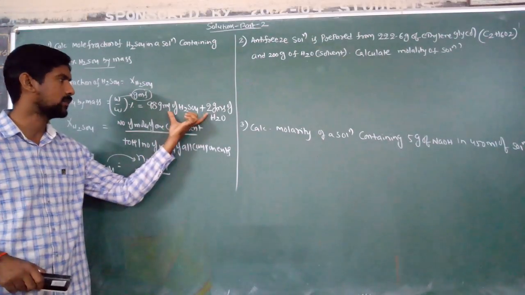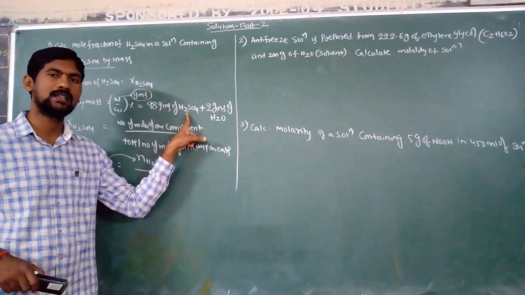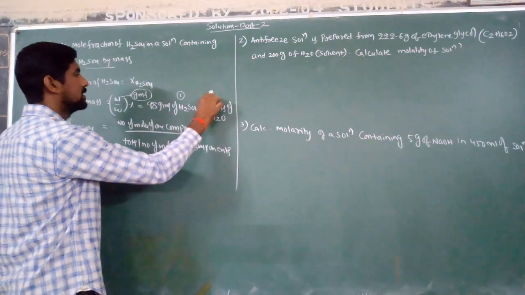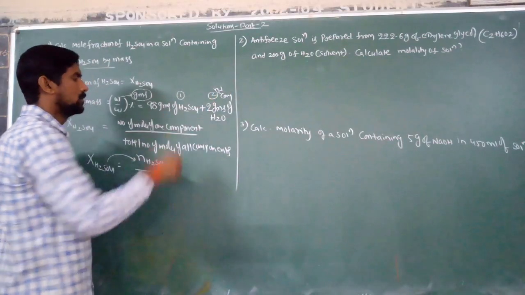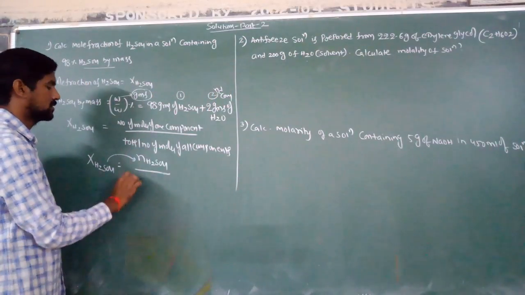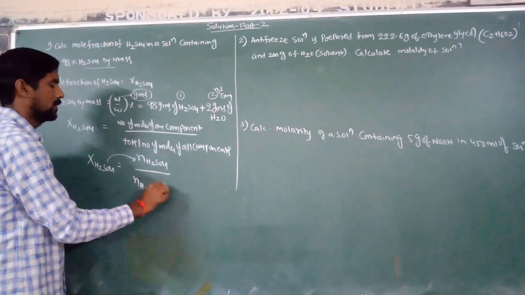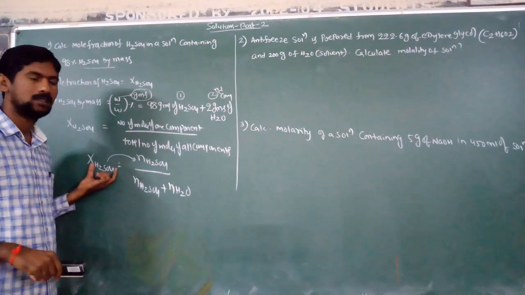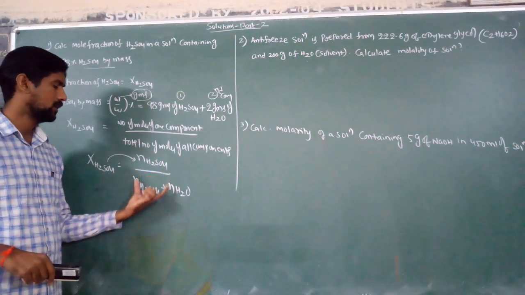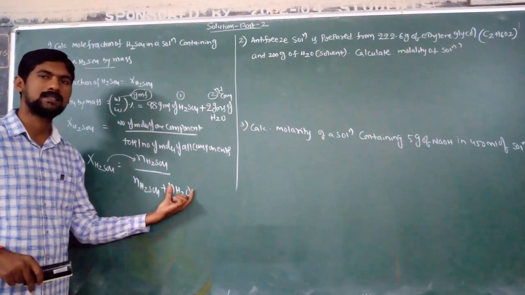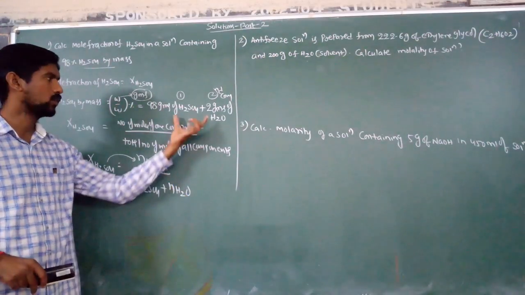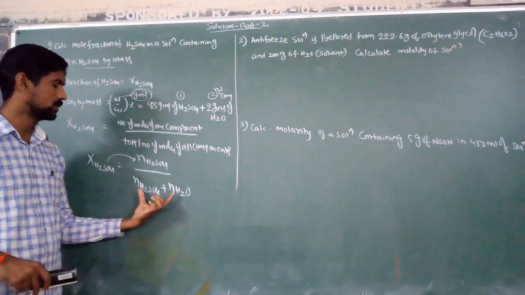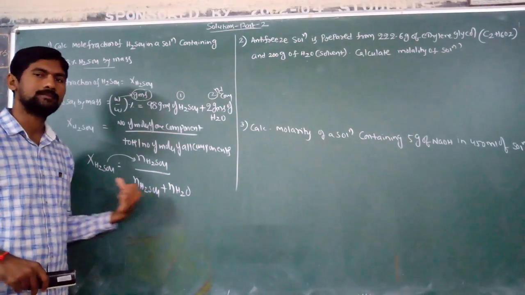How many components are present? One component is sulfuric acid, the second component is water. So add the number of moles of sulfuric acid and the number of moles of water. The mole fraction of sulfuric acid is the number of moles of sulfuric acid divided by the number of moles of sulfuric acid plus the number of moles of water. Both components are taken in the denominator.